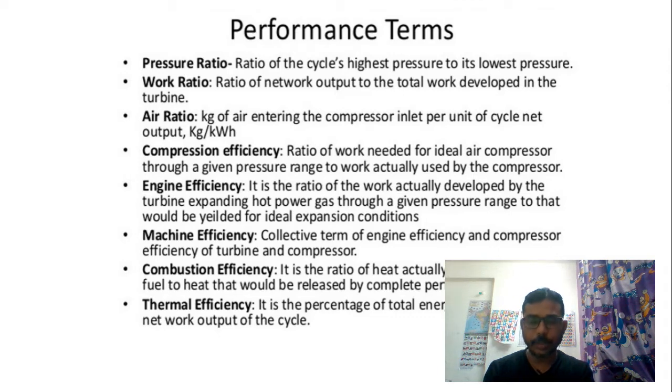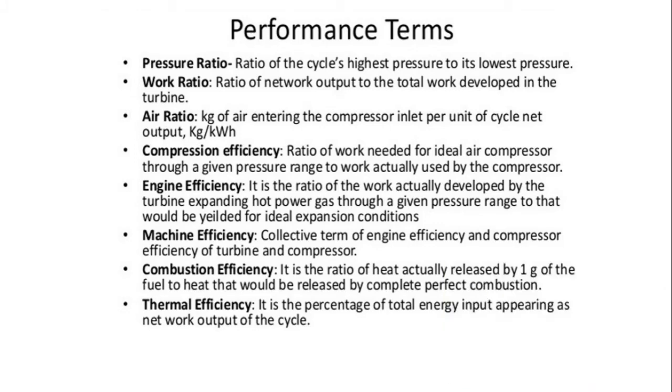Pressure ratio. Pressure ratio is nothing but the ratio of highest pressure to the lowest pressure generated in the turbine. Work ratio is nothing but the net work output to the total work developed in the turbine. Air ratio is the amount of air entering the compressor per unit of the cycle output.